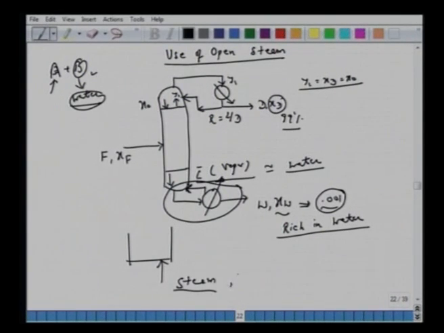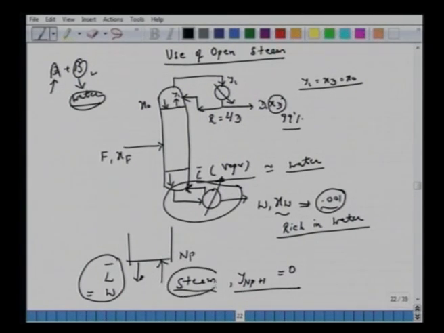You can say that the composition of Y at plate NP is Y NP plus 1, which is approximately 0. So whatever product you are getting, L bar, is nothing but your bottom product. This is what we are calling an open system. The bottom product, the liquid we are withdrawing from the bottom of the column, is highly rich in water. So the reflux which is supposed to be sent from the reboiler is nothing but steam, pure water.